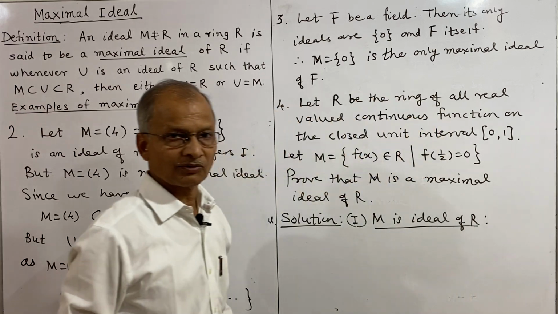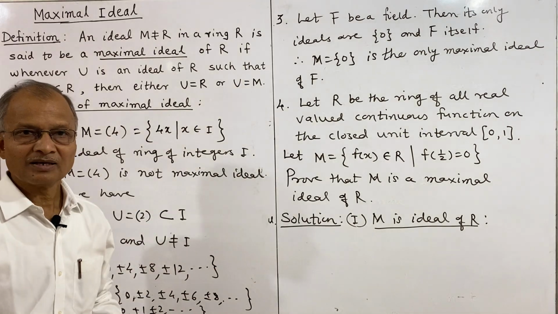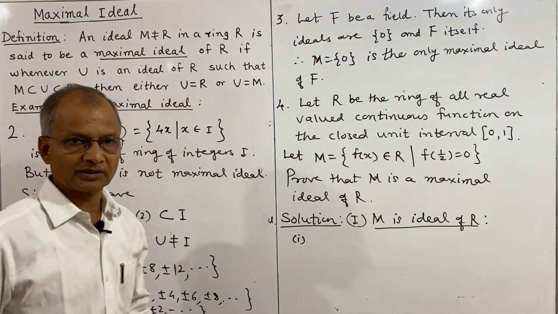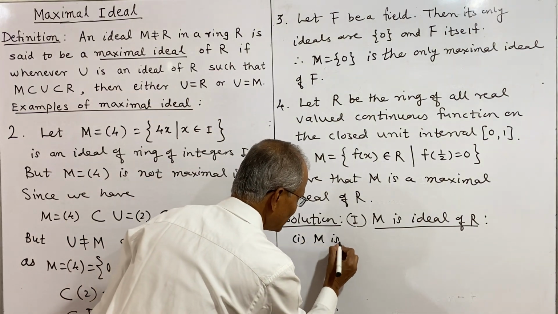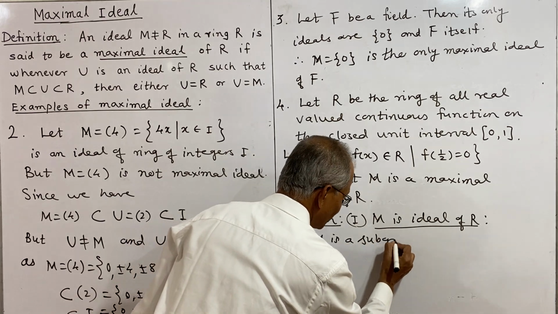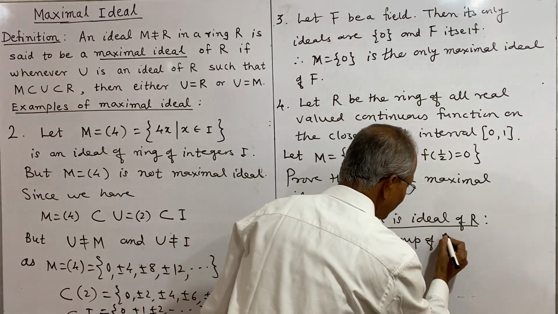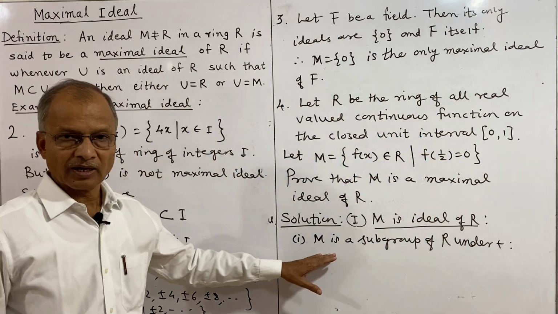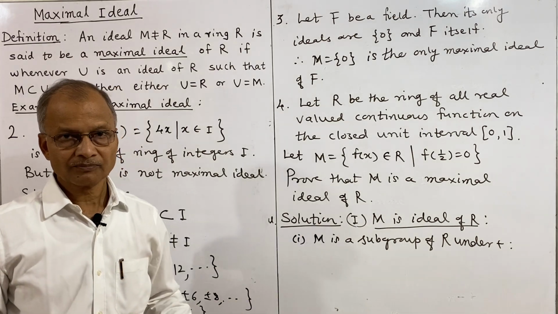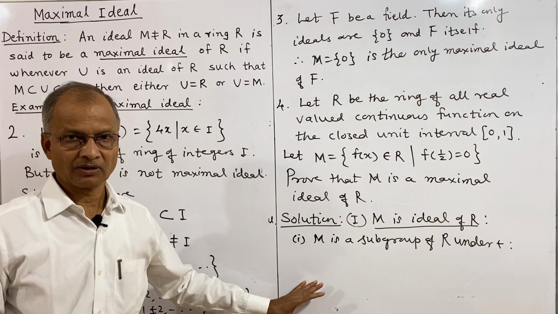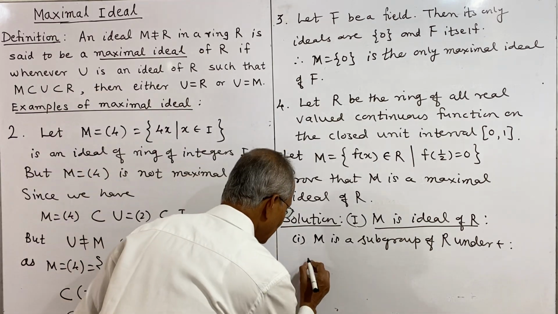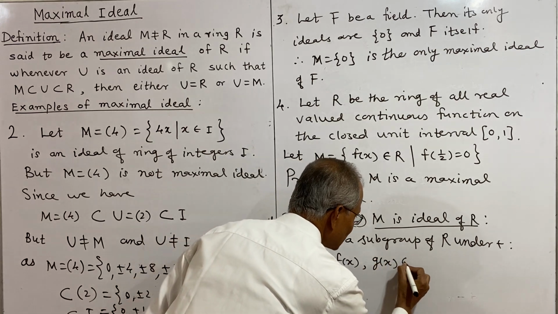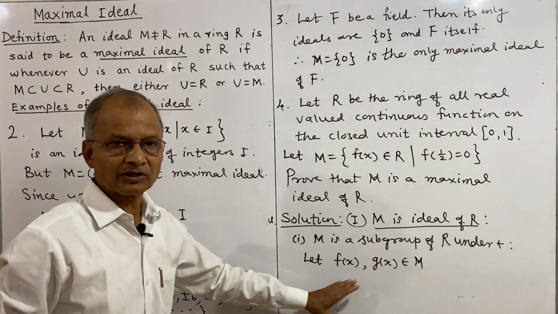And for an ideal, as we have seen earlier at the start, there are two conditions. First is M is a subgroup of R under addition. This we shall prove. Now how to prove this? Take two elements in M and show their difference is in M. That also we have studied, the condition for a subgroup. For that purpose, let two elements of M, f(x) and g(x), belong to M. And what we have to show is their difference also belongs to M.